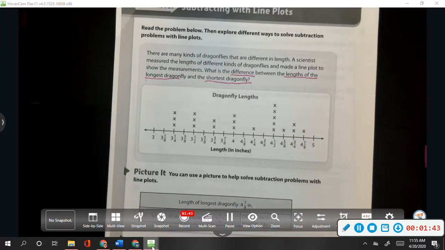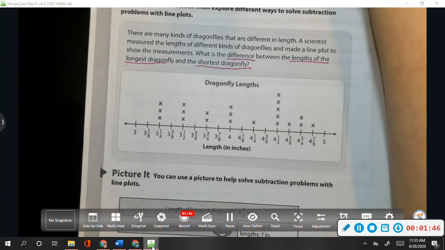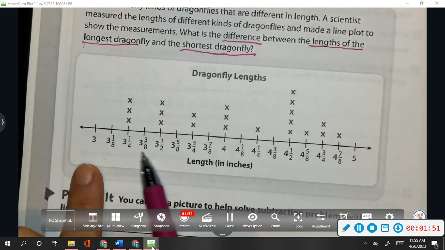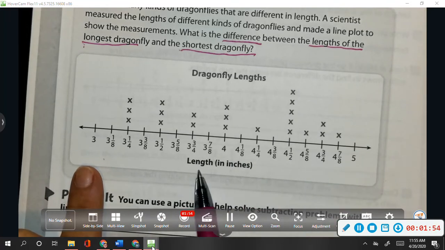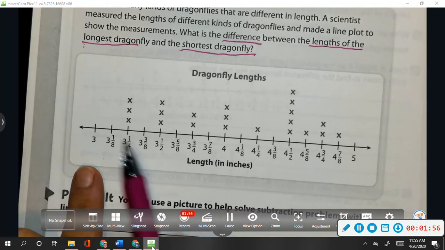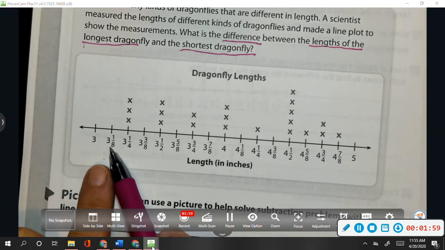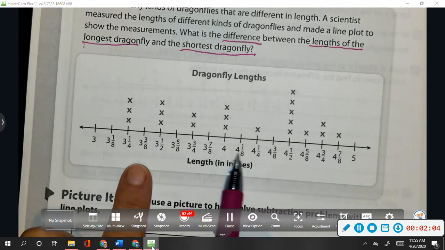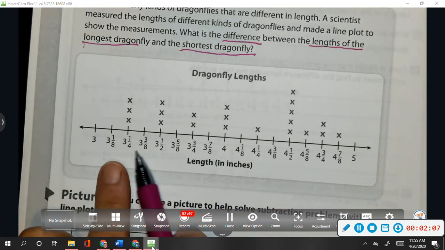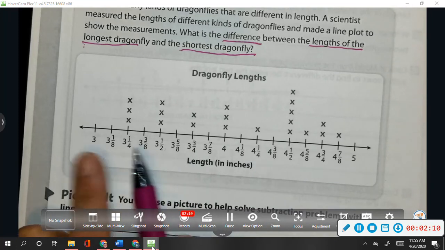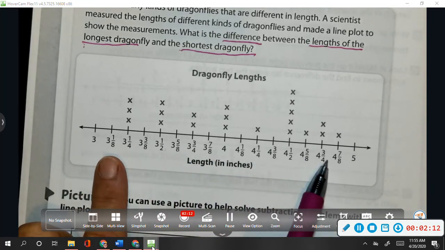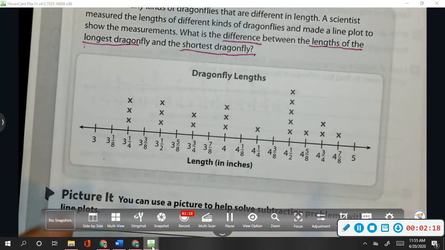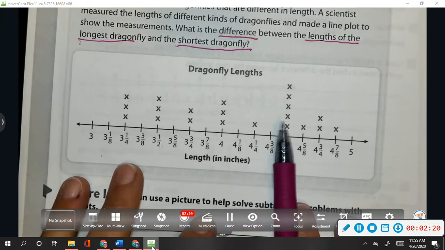So let's take a look at our line plot. Get in a little bit closer. Alright, so let's look at the fractions below. These are the lengths of the dragonflies in inches. Let's look at our denominators. We have an 8, 4, 2, and that looks like it's it. And so in order to do anything with this information, we need to change our fractions so they all have the same denominator, because we can't subtract fractions that have different denominators.